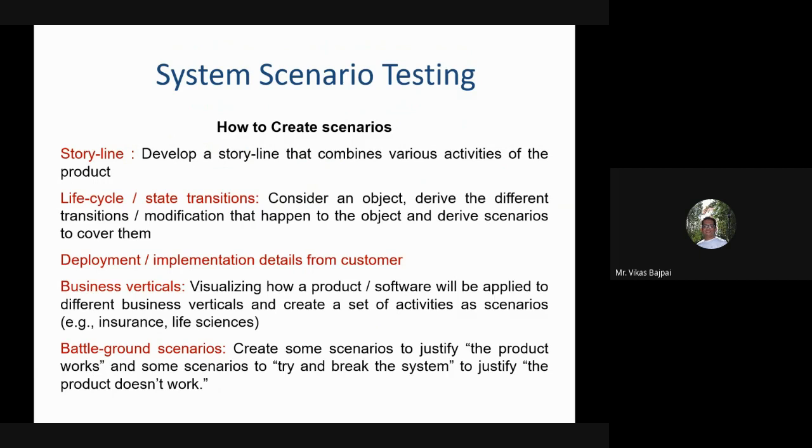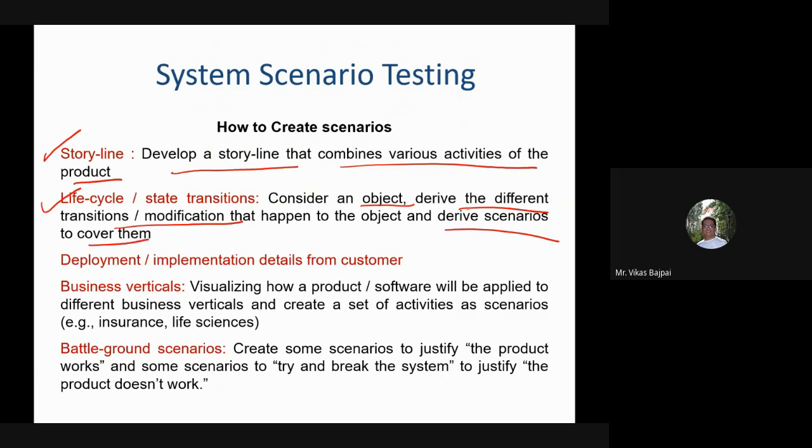the point is how to create the scenarios. One is I have the storyline, so I can develop a storyline that combines various activities of the product. Then I have life cycle or the state transitions. So in this, we consider an object, we derive the different transitions or modifications that can happen to the object, and then we derive the scenarios to cover them.